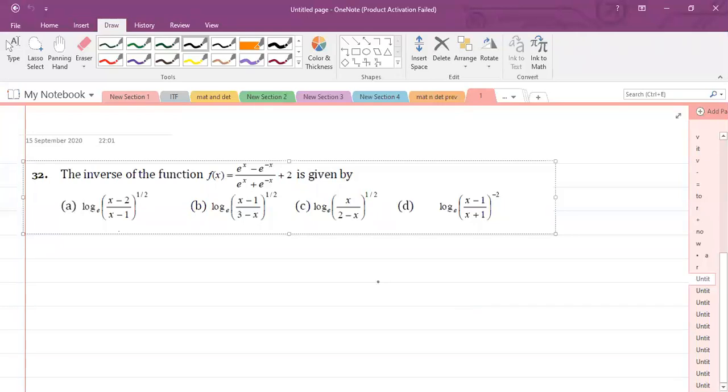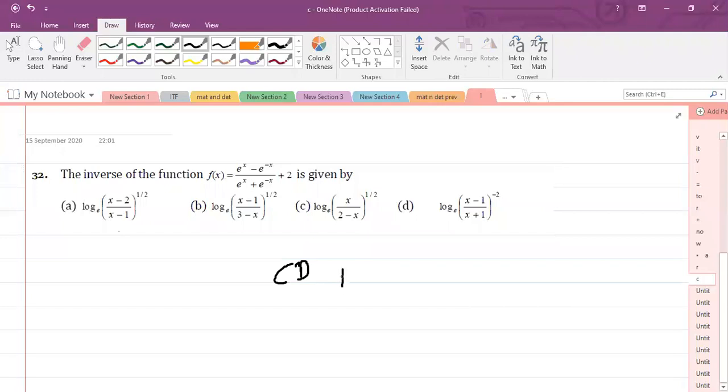For this problem, I will explain one important property. That is the CD property. CD property means componendo dividendo property. So what is componendo dividendo property?